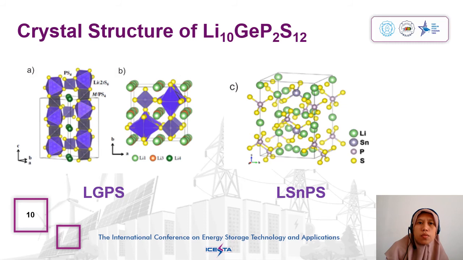The synthesis of LSnPS shows a total ionic conductivity value at 300 Kelvin of up to 3.2 millisiemens per centimeter. On the other hand, the instability of LSnPS electrolyte against lithium does not become one of its disadvantages.